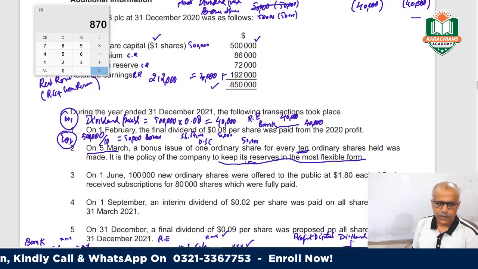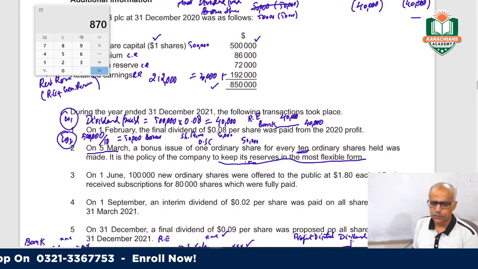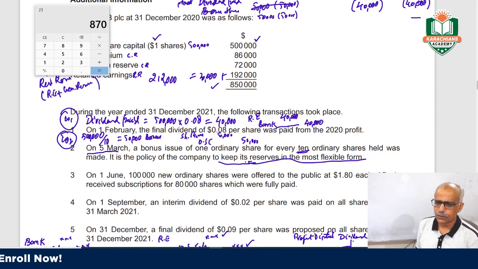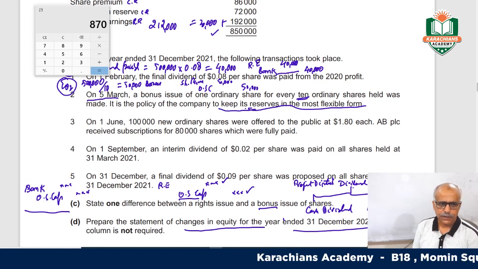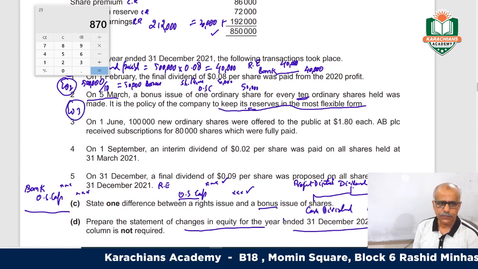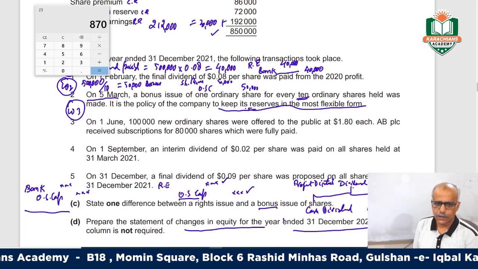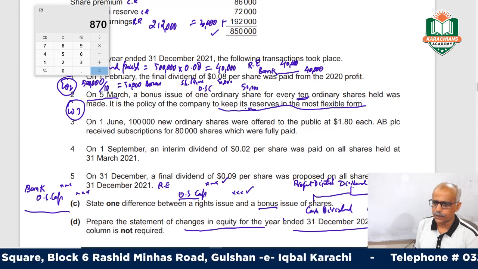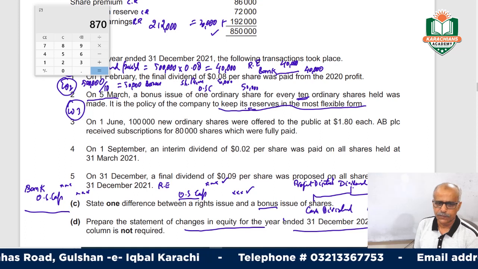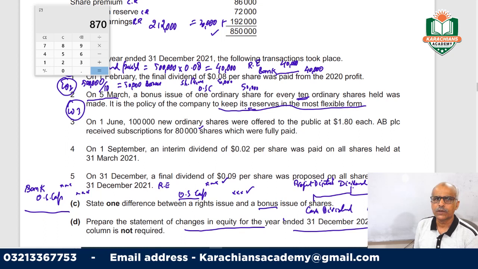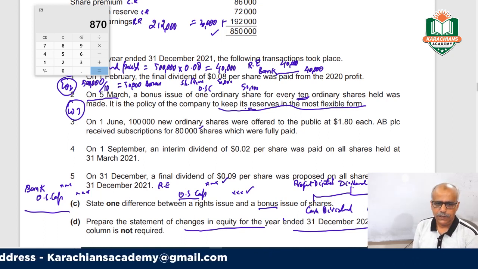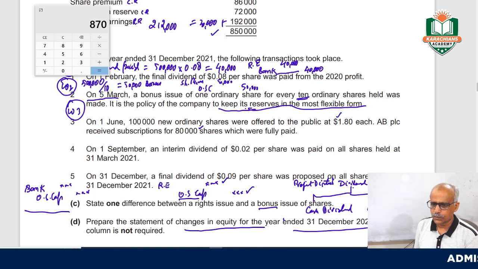We have done with this. On 1st June, 100,000 new ordinary shares were offered to the public at 1.8. So we can say this is our working number 3. AB Public Limited received subscription for 80,000 shares. So they have actually received 80,000. They issued 100,000 but received 80,000. It means on 80,000, this one is your normal capital and this is your share premium.